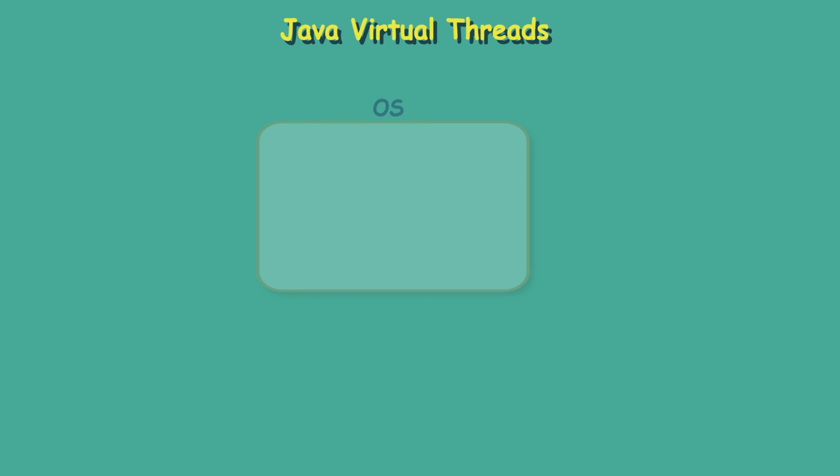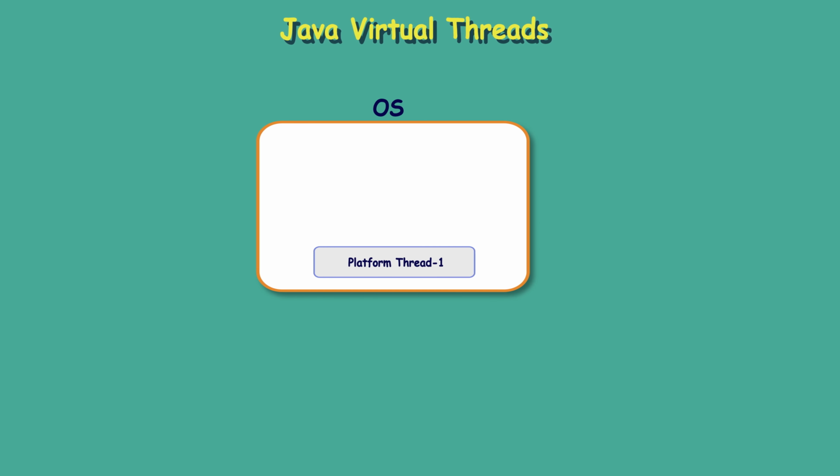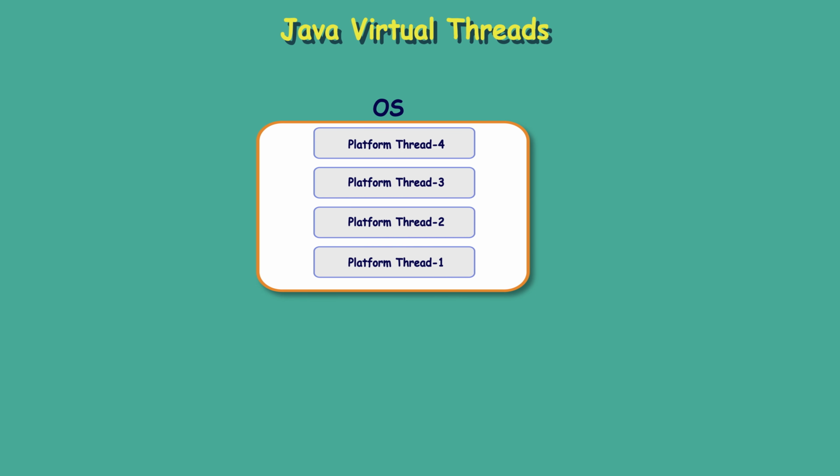Let us see how the conventional platform threads work and how they are inefficient compared to virtual threads. Platform threads are referred to as system threads, also known as OS threads. These are managed directly by the operating system kernel.